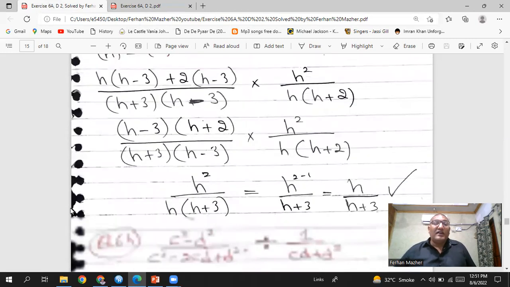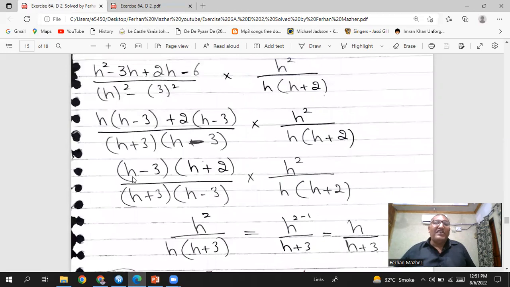So next step. We will have h minus 3 common, so then you will have in the other bracket h plus 2. Downstairs, you will have h plus 3 into h minus 3, multiplied with h squared divided by h into h plus 2. This h plus 2 and h plus 2 will be cancelled. H minus 3 will be cancelled. So you are left with h squared divided by h.